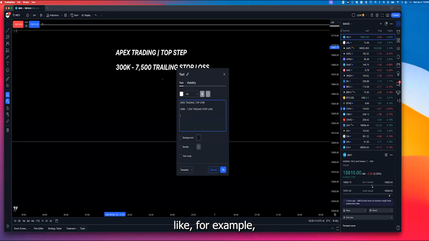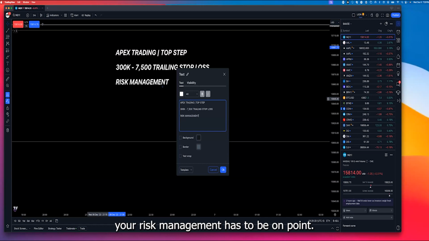Here, for example, today I traded with 15 contracts. That's a lot of risk. And when it comes to NASDAQ, one candle, you're down $4,000, right? So it's really critical that for you to pass these challenges, your risk management has to be on point. Why? Because if it's not, then you're going to be resetting your account 1,000 times.